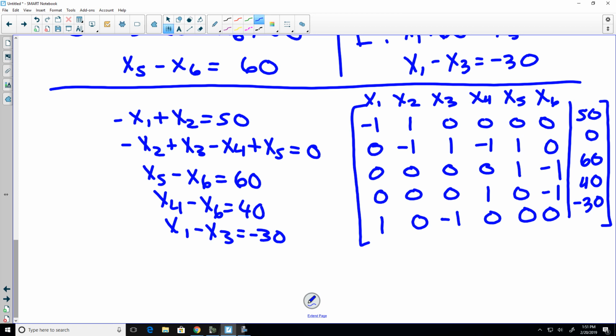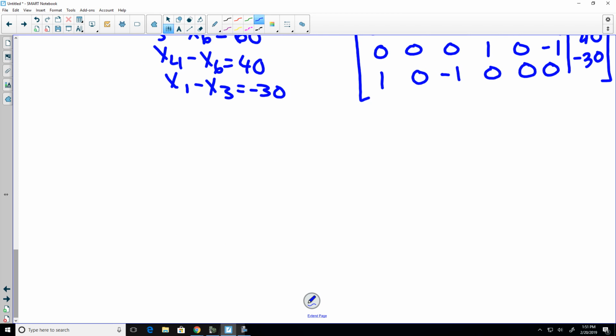Now this is a 5 by 7 matrix, but it's actually not hard to row reduce because it's just full of ones and zeros and negative ones. This thing would be a breeze to row reduce. It's not difficult. I said it was a breeze. I guess I'll have to do it.